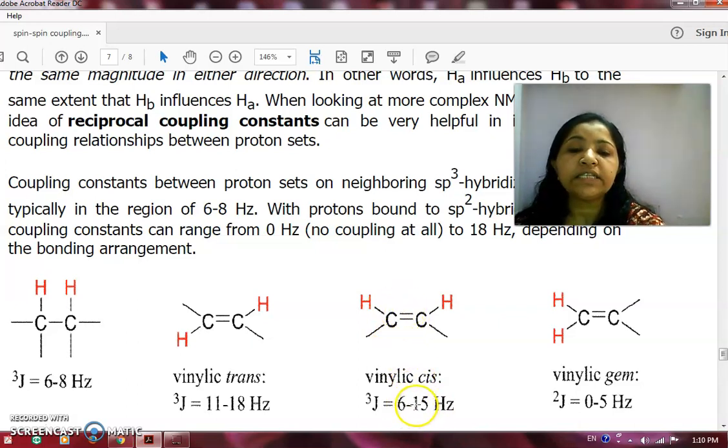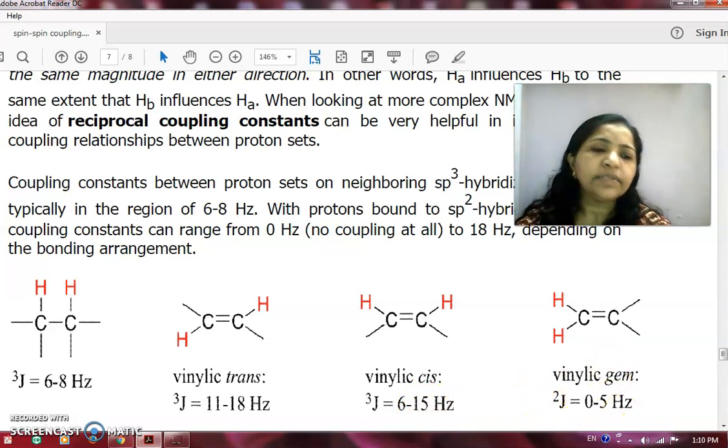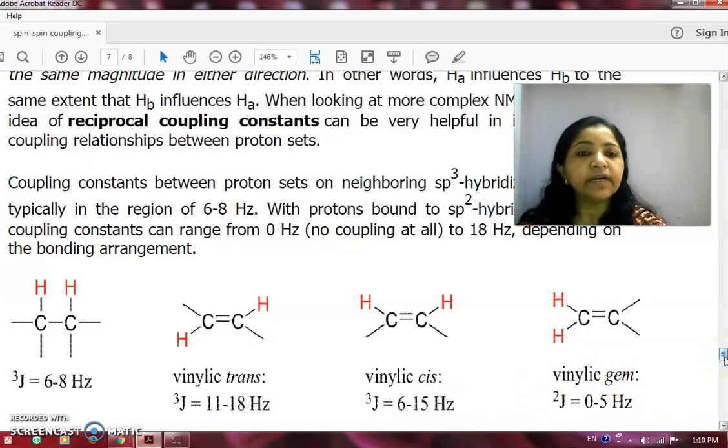So at this stage it can be a little bit confusing, because this one lies at 6.8, this one also lies at 6.8, and here also there is an overlapping region, that is 11 to 18, and 11 to 15 comes in this value. Okay, so it can be a little bit confusing. However, other information like IR, NMR, UV will be really helpful in removing the confusion.